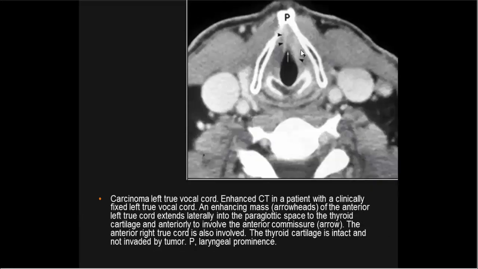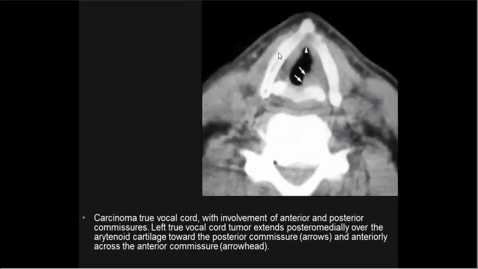As we see, this is enhanced mass of the anterior left true vocal cord extending laterally into paraglottic space to thyroid cartilage anteriorly, anterior commissure. Right cord is involved also through anterior commissure, thyroid cartilage intact. As we see, carcinoma through vocal cord. As we see, carcinoma with involvement anterior and posterior commissure.